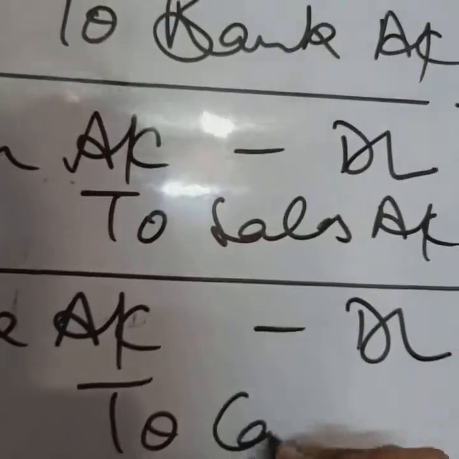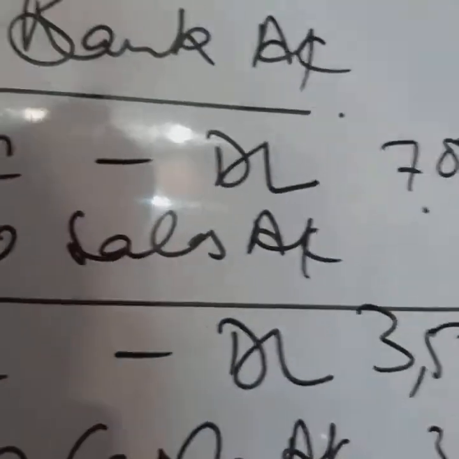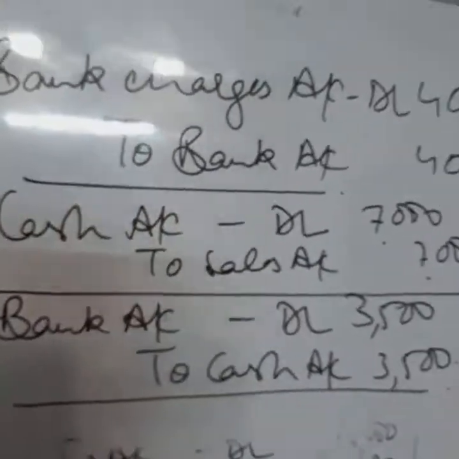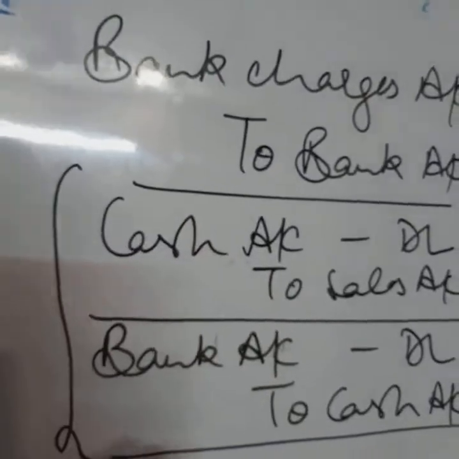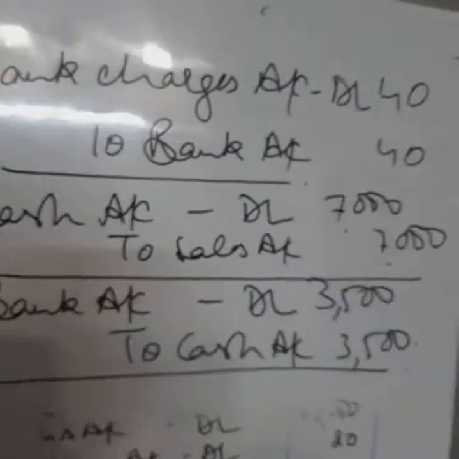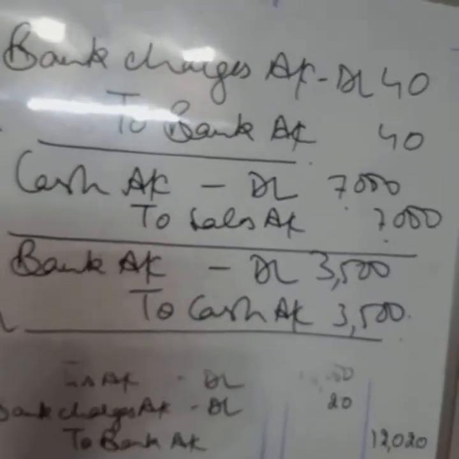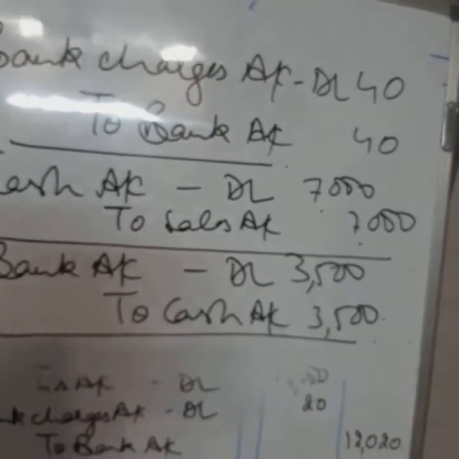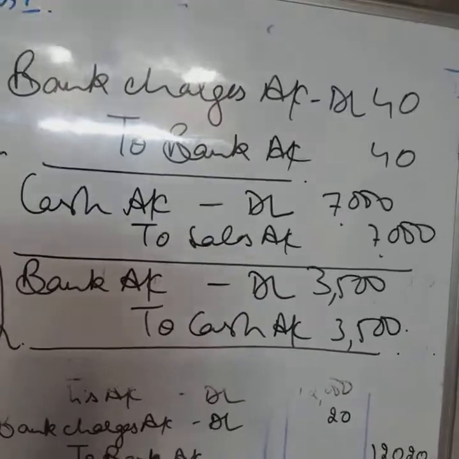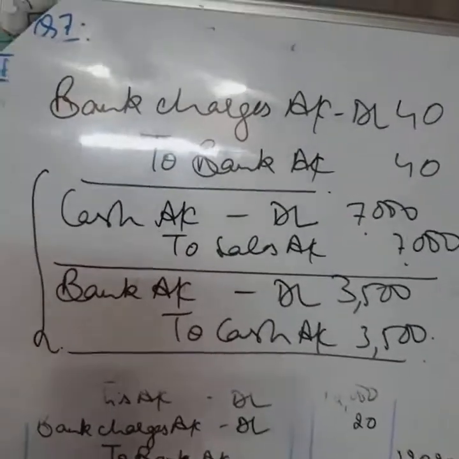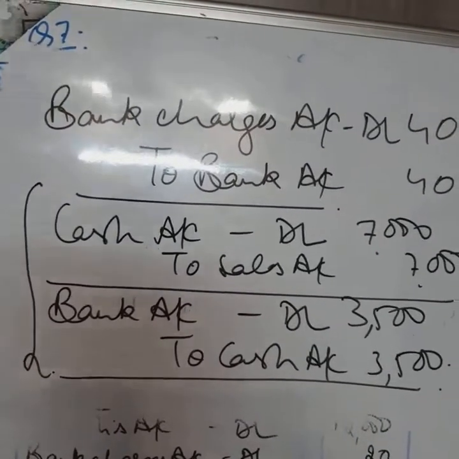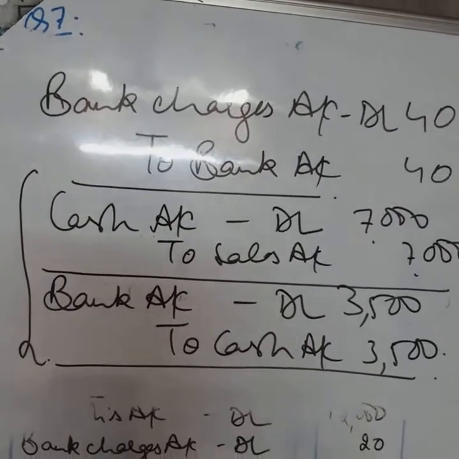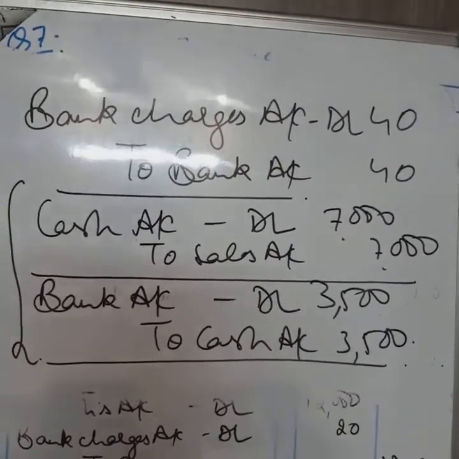To cash, cash is going out of our business, 3,500. Otherwise, you can also make 1 entry, compound entry for this transaction, that is cash account debited 3,500, bank account debited 3,500, to sales 7,000. So after doing this question, I hope you are able to now pass journal entries relating to banking transactions. Thank you, students.